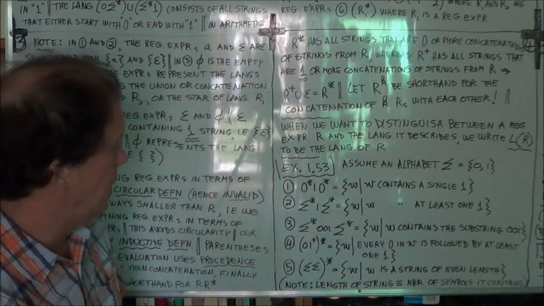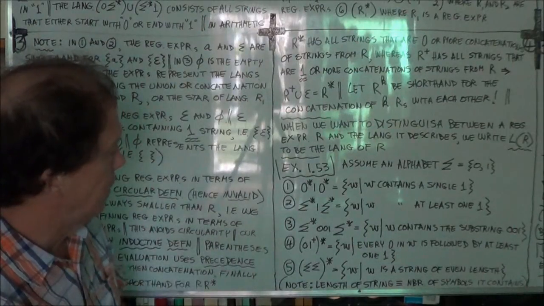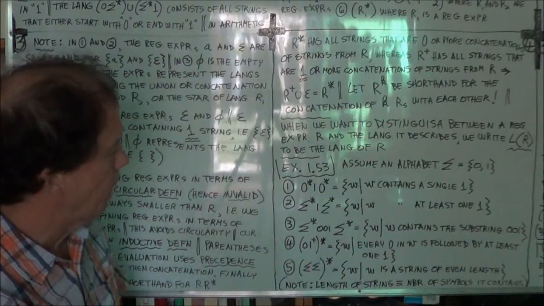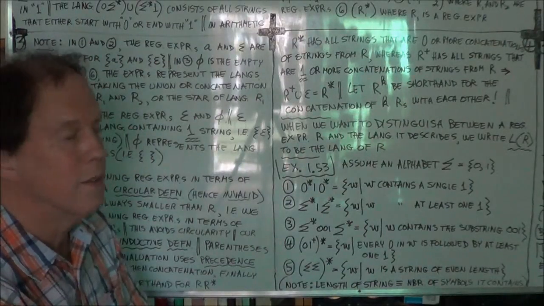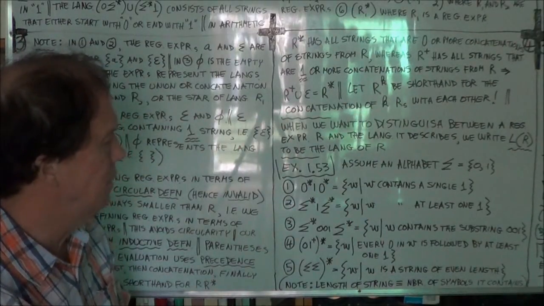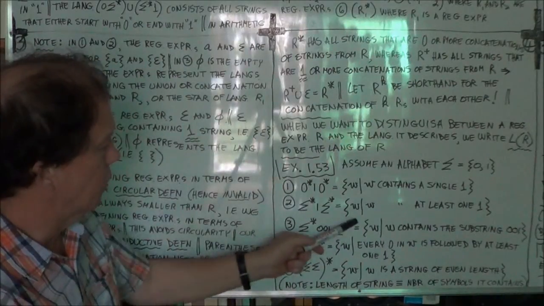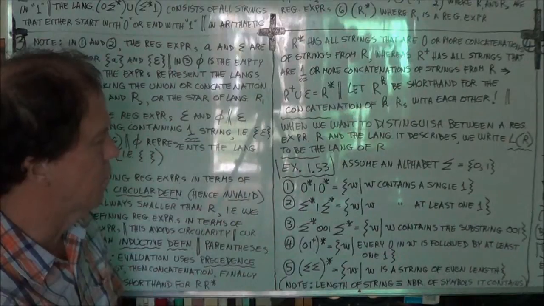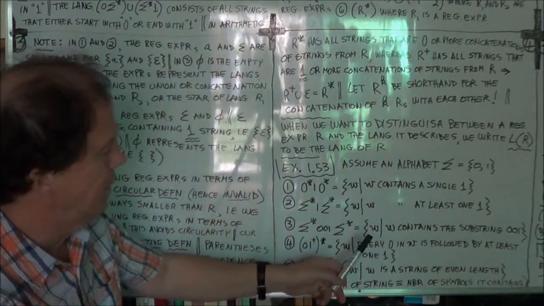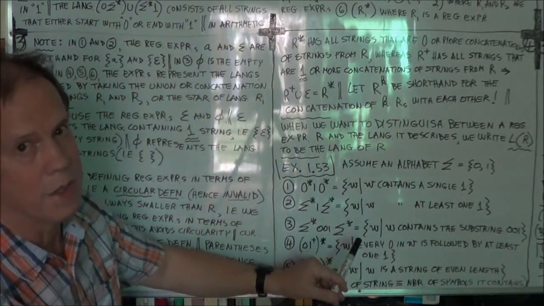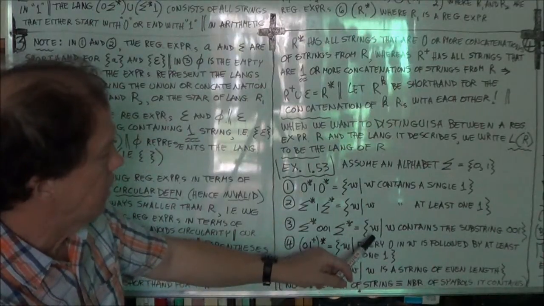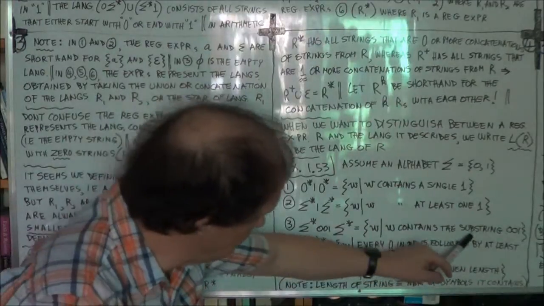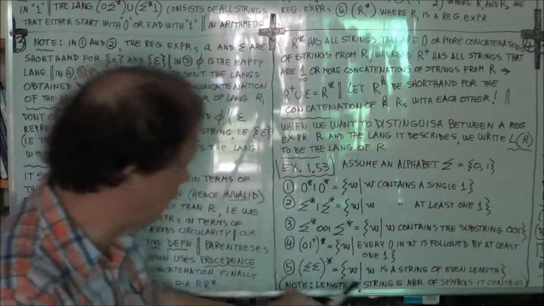How about this one? Well, this is a set of strings that has 0, 0, 1 as a substring. Hope that's fairly clear. So here's your regular expression, and here's the language that regular expression describes. It's the set, because that's what a language is, just a set of strings. So it's a set of strings W, such that W contains the substring 0, 0, 1.